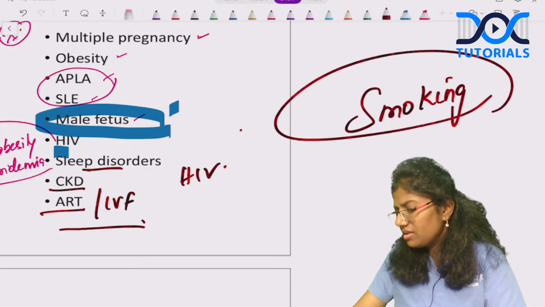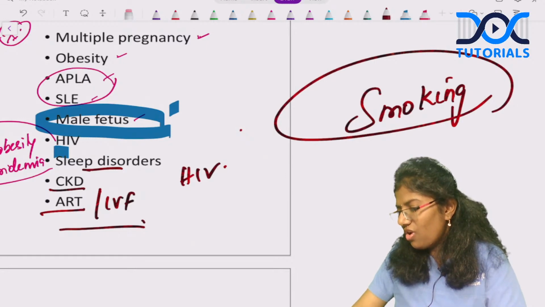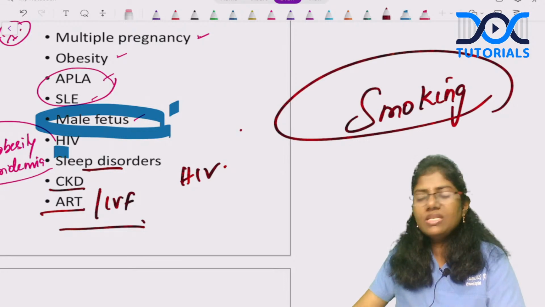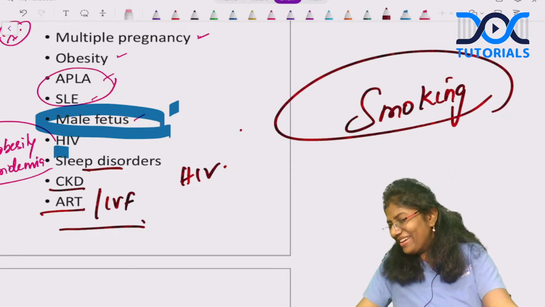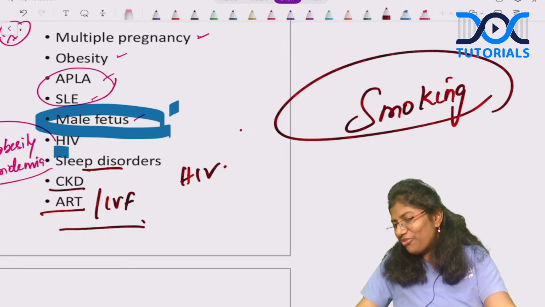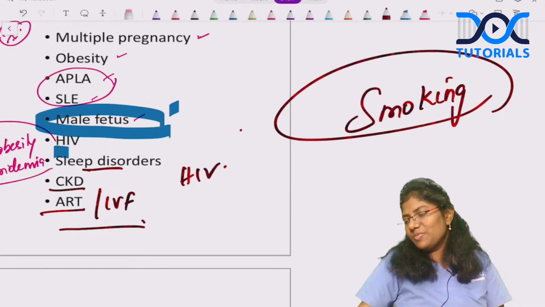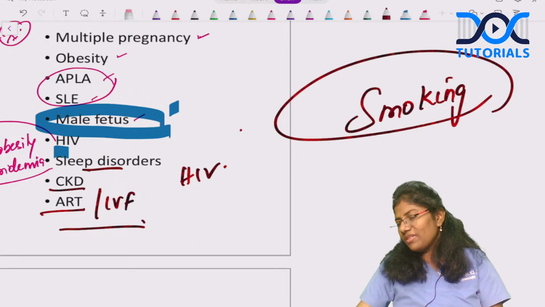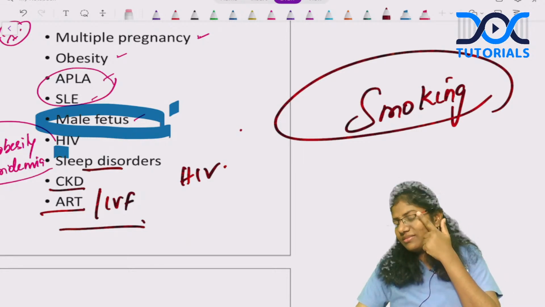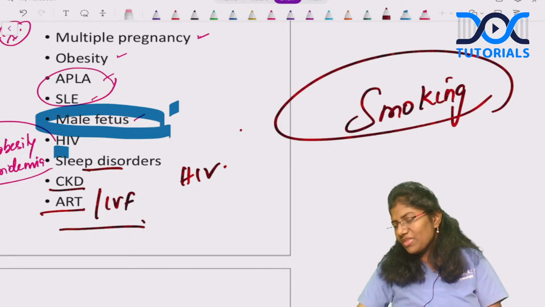Yes? What is the effect of smoking? Everything you can think of is a risk factor. Okay, fine, dear. Smoking, tell me dear, smoking. Come on. Now tell me, smoking.